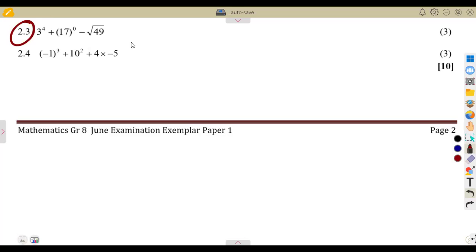2.3. We are given 3 to the exponent of 4 plus 17 to the exponent of 0, minus the square root of 49. If I'm given this type of question, they just want you to simplify each number that you are given, each separately. So if you do not understand your numbers like 3 to the exponent of 4, or 3 to the power of 4, that it is 81, you do not know how to simplify this.